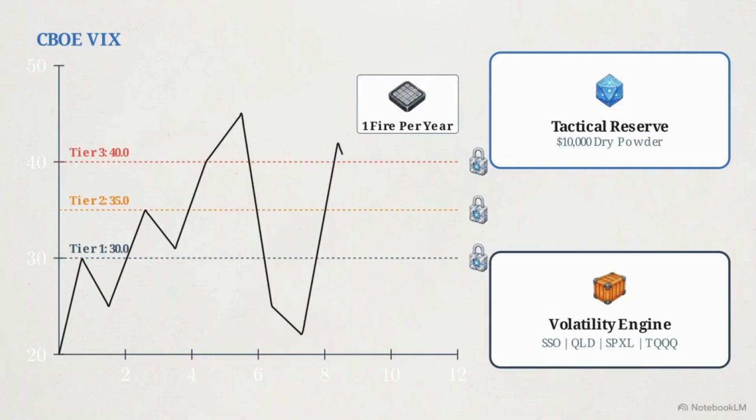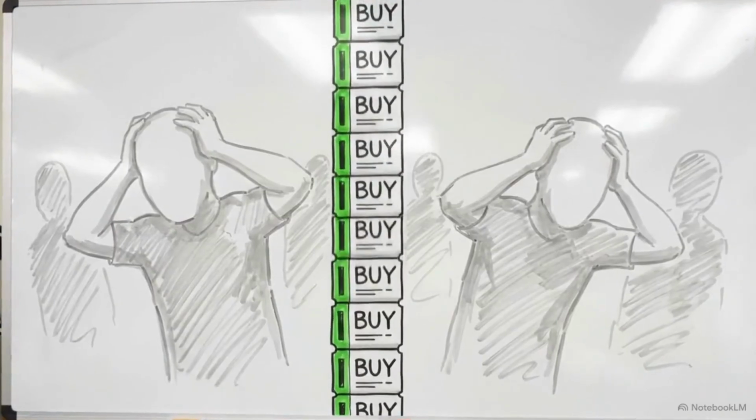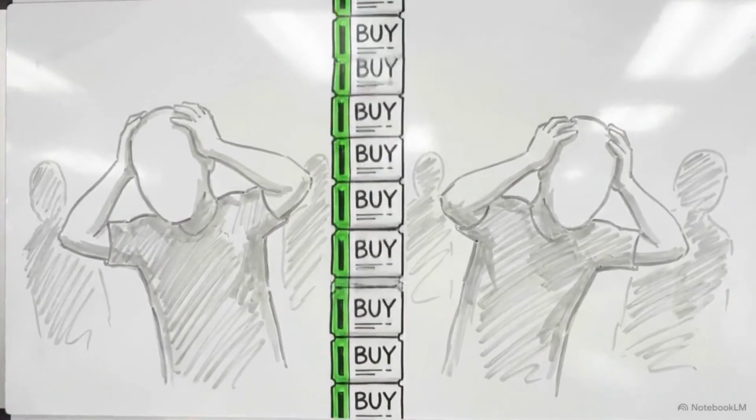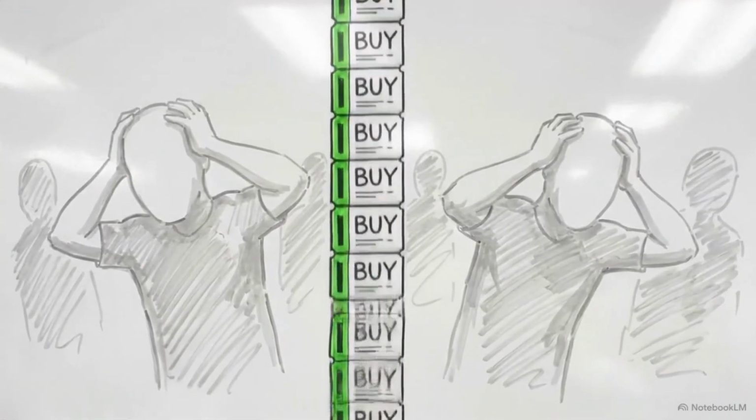There is one critical operational constraint. Each tier may only fire once per calendar year. This mechanism prevents cascading liquidations and premature capital exhaustion during prolonged drawdowns. By linking liquidity injections strictly to fixed thresholds, the architecture bypasses human panic entirely. It algorithmically buys assets at points of maximum historical discount.